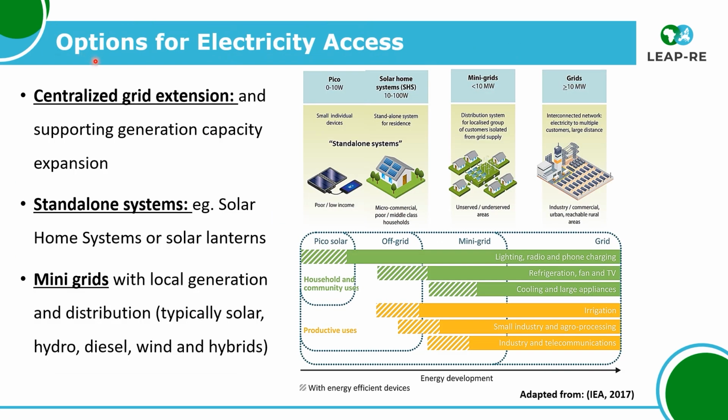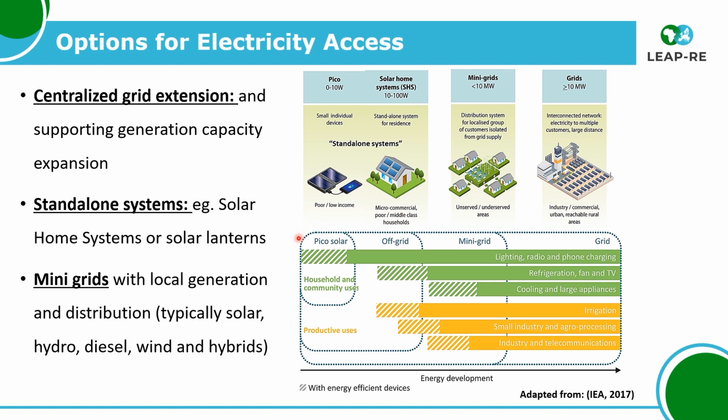Many options exist for providing electricity access to communities across the world, but they can generally be categorized into 3 different sections, including centralized grid extension, which also requires the supporting generation capacity and grid extension, standalone systems such as solar home systems, solar lanterns, or diesel generators, and also mini-grids, which include local generation and distribution systems, typically solar, but also hydro, diesel, wind, and hybrid combinations of all 3 of these.